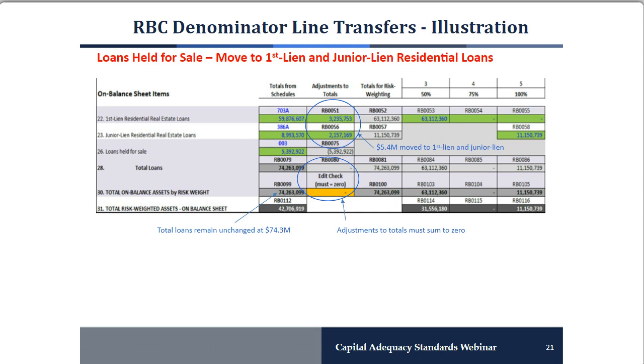Here they have been added to the 50% risk category for first liens and the 100% risk category for juniors. In this case, the totals for risk weighting column does change to reflect the transfer. However, the sum of the adjustments to totals column must still equal 0. Loan amounts in the totals from schedules column must also remain unchanged.